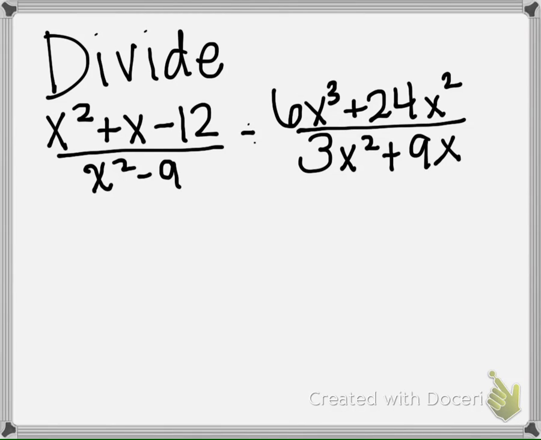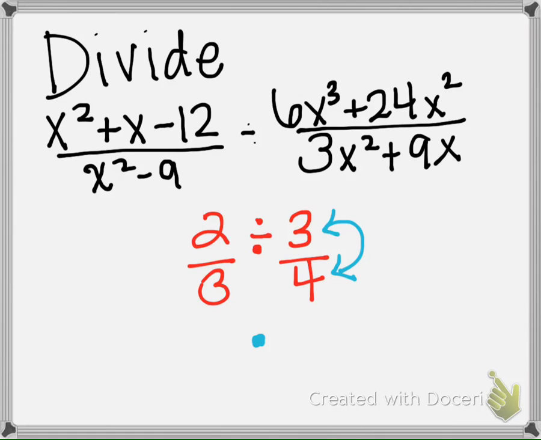Alright, in this problem we are dividing. So just like when we are dividing without the polynomials, same thing if we were multiplying, let's say 2/3 divided by 3/4 here. We have to change a division problem to a multiplication and then switch only the second fraction. So same thing is going to apply here.